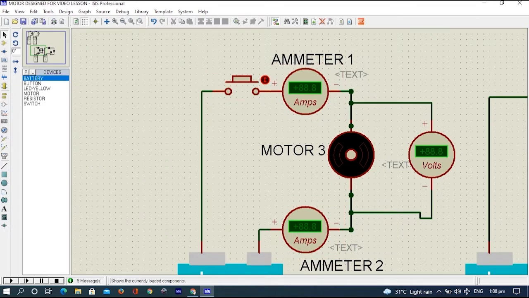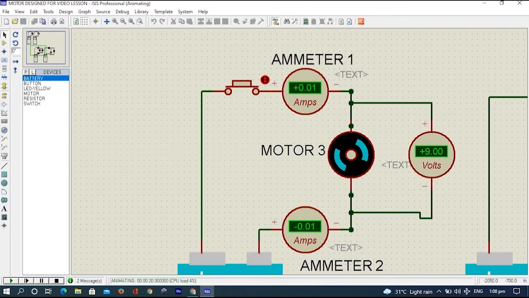Let's run the simulation. So we have here no flow of current, and of course we have no voltage here. Now remember, volt is the amount of force that pushes the electric current, or the electrons, passing through the conductor, the same as passing the water in the tube of our electronic sprayer.